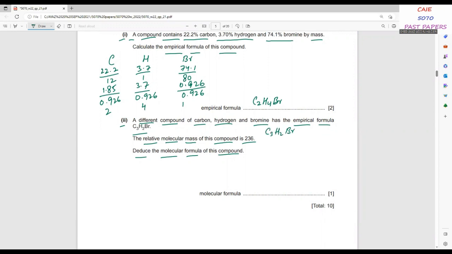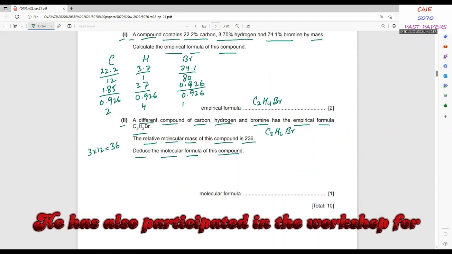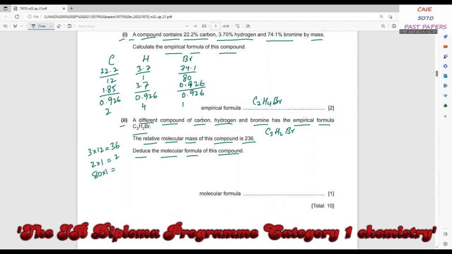There are 3 atoms of carbon. So you will multiply 3 by 12, we get 36. There are 2 atoms of hydrogen. So we will multiply 2 by 1, we will get 2. 1 atom of bromine. So we will multiply 80 by 1, which will be 80. Now I will add up all these values. 36 plus 2 plus 80 will get 118. 118 is the empirical formula mass.